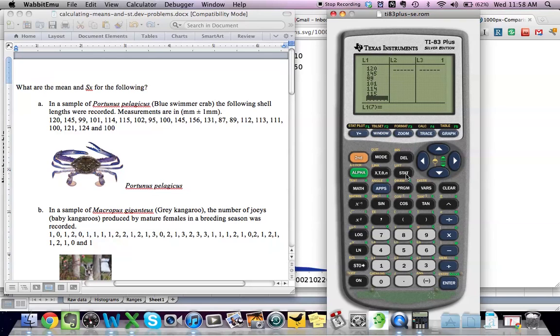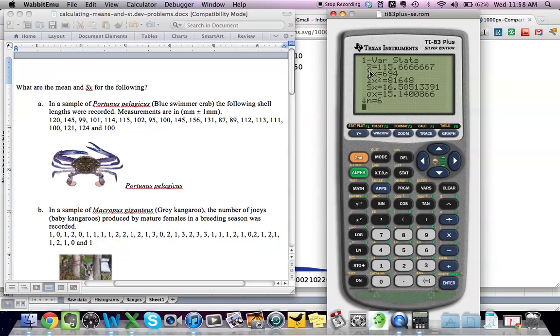I'm going to go back to Stat again, Stat, and now I need to go over here to Calc. So go Calc, and we want one variable stats. We've only got one variable, which is shell length. So I'm going to select that with enter, enter one last time, and voila, out comes the statistics that we need.